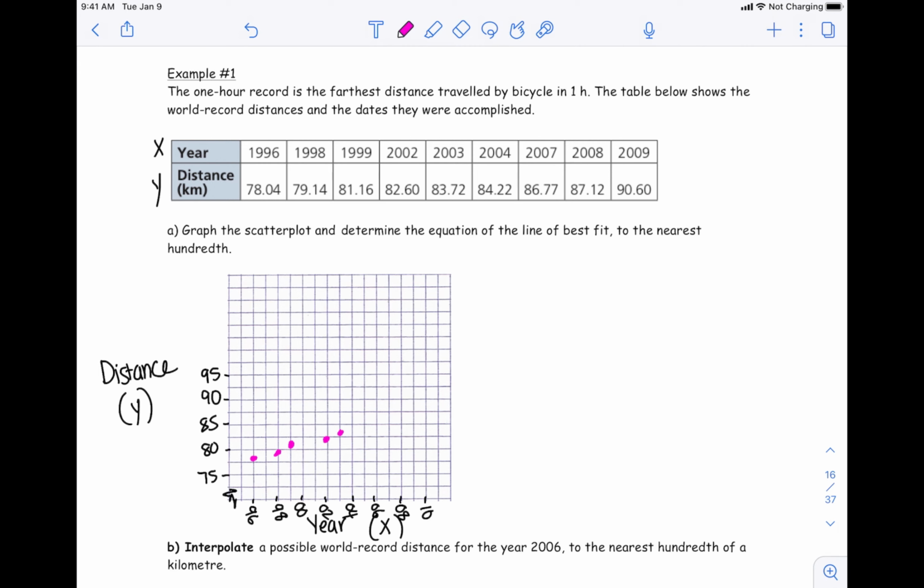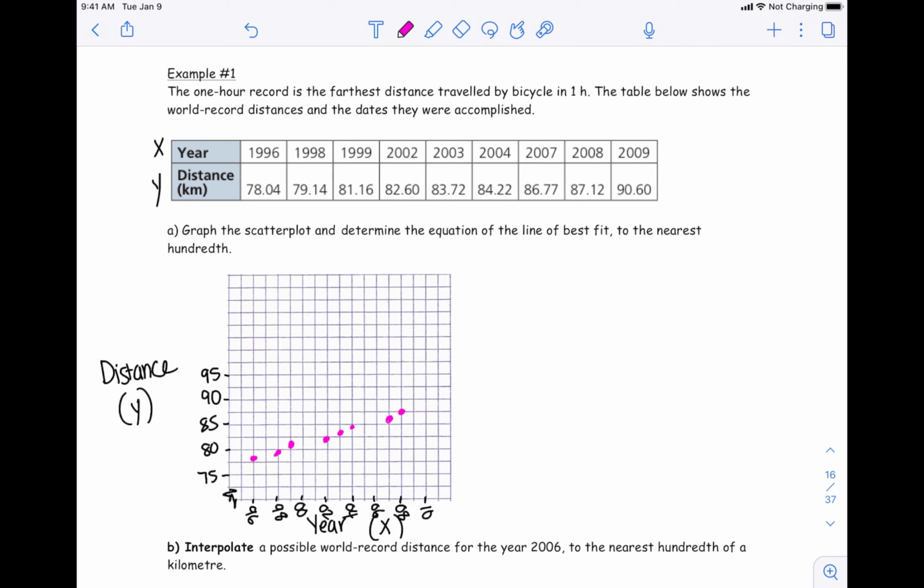2004, we had 84. 2007, approximately 86. 2008, we had 87. And then 2009, we had about 90.6. So I'm just kind of estimating.